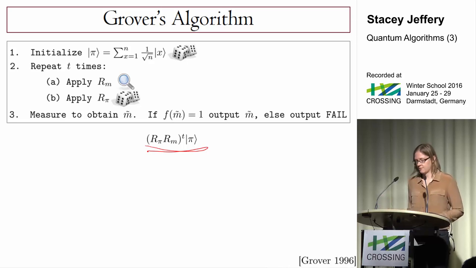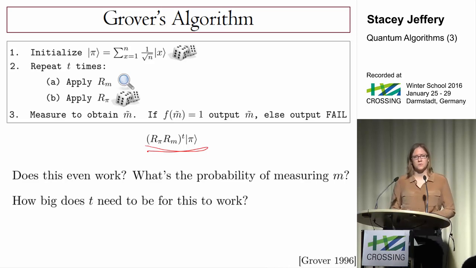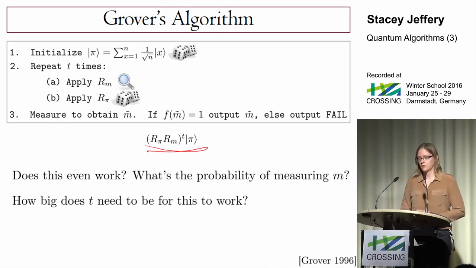Okay, so I've described Grover's algorithm to you, but you might be wondering, does this even work? What's the probability of measuring the unique marked m? Is it even non-zero? And I also haven't told you what t is. So presumably we need t to be sufficiently large for this to work. I told you that this gets you at most a square root speedup, so t could certainly not be 1 and this still work. So how big does t need to be for this to work? Okay, so before I explain how and why this algorithm actually finds the marked state, as long as we have t sufficiently large, and before I tell you what sufficiently large means, are there any questions about the algorithm and how I presented it?